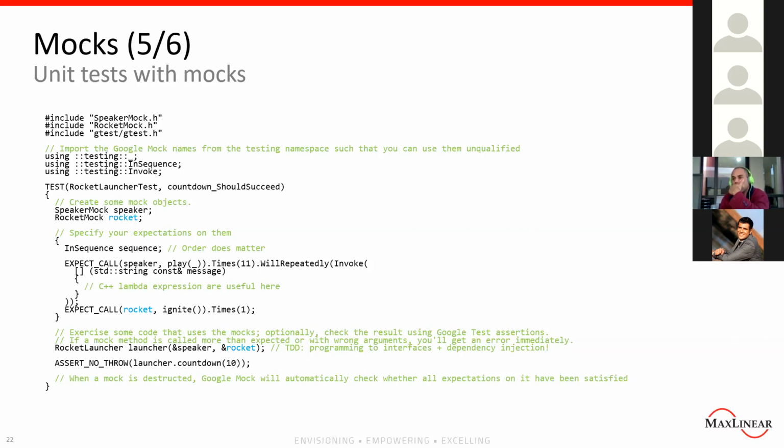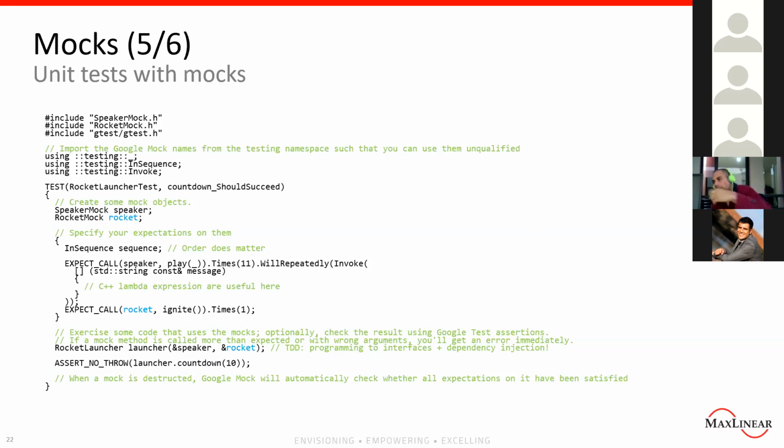What we do is, for each expectation, we say which mock object and which method in that mock object has to be called. Google Mock lets us specify how many times or with which parameters, and most important of all, what will be the behavior of that call, here in the very same unit test.